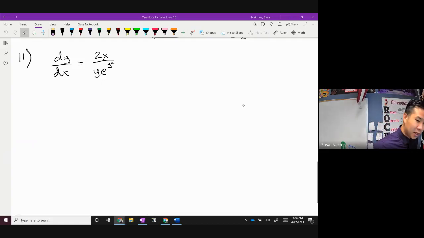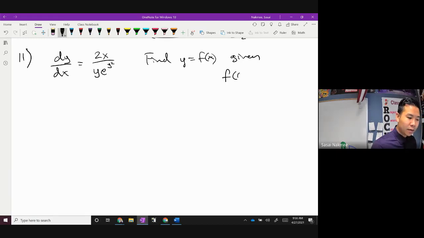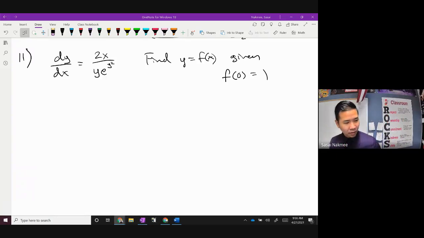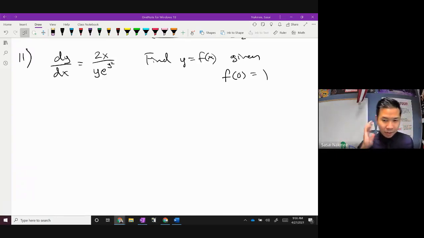Here we go. The initial condition is going to be, we're going to be asked to find y is equal to f of x, given that f of 0 is equal to 1. There we go. Let's take a look at this one, right? I'm telling you right now, you'd love to see differential problems on the AP exam. You should love to see them on the free response section.